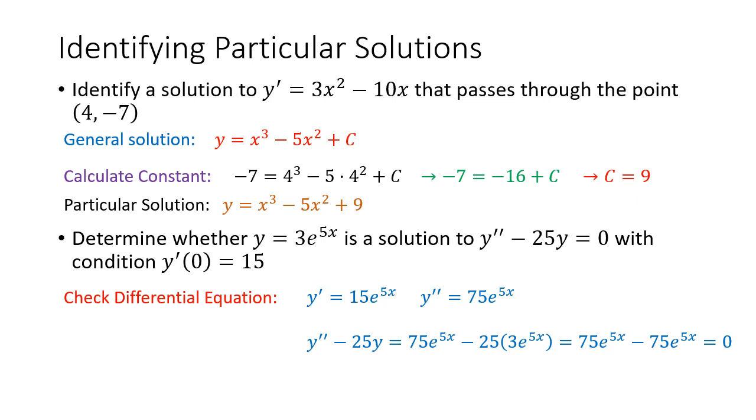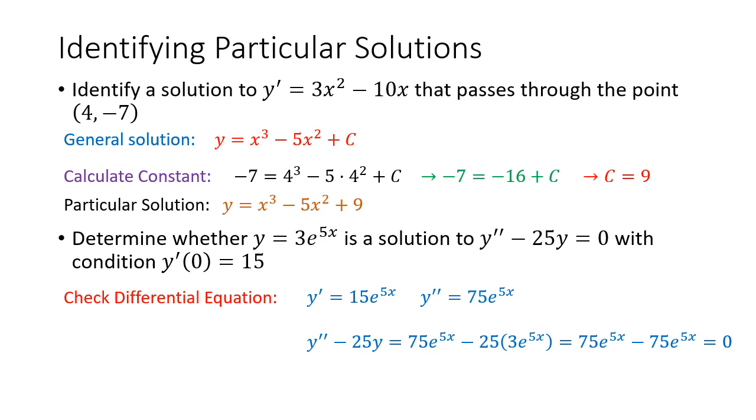Again, chain rule, derivative of e to the 5x is itself times 5, so 3 times 5 is 15, and 15 times 5 is 75. If we substitute the second derivative and the function itself into the differential equation y double prime minus 25y, we get 75e to the 5x minus 25 times 3e to the 5x. This results in 75e to the 5x minus 75e to the 5x, which is equal to 0. So this function satisfies the original differential equation.